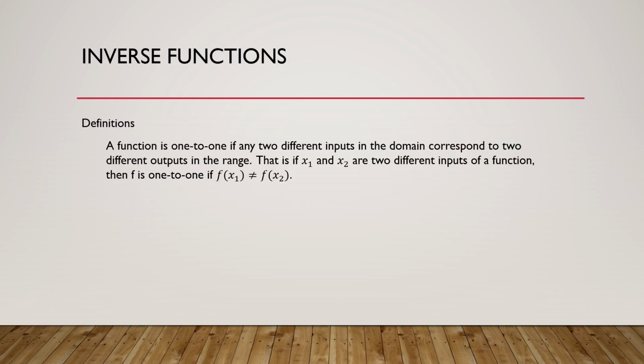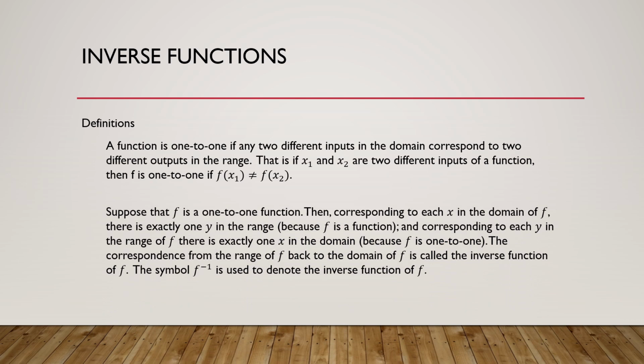A function is one-to-one if any two different inputs in the domain correspond to two different outputs in the range. That is, if x1 and x2 are two different inputs of a function, then f is one-to-one if f of x1 is not equal to f of x2.